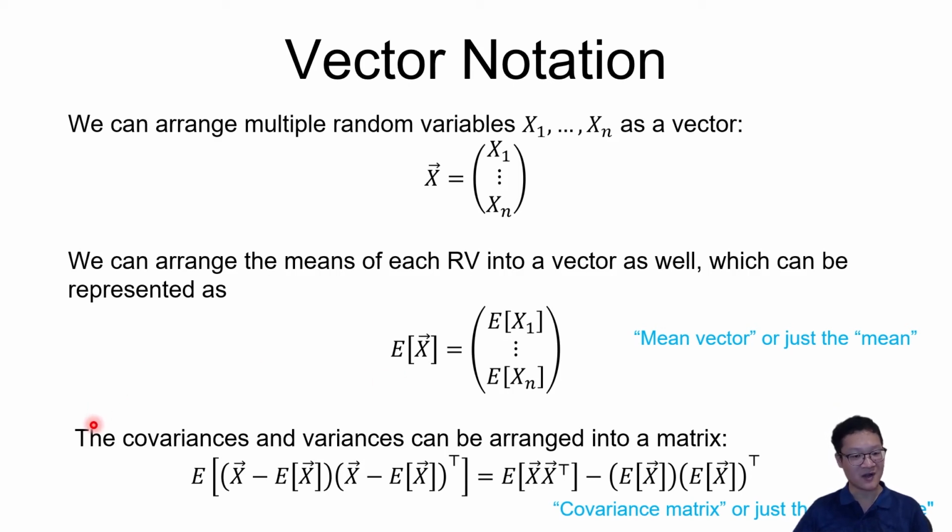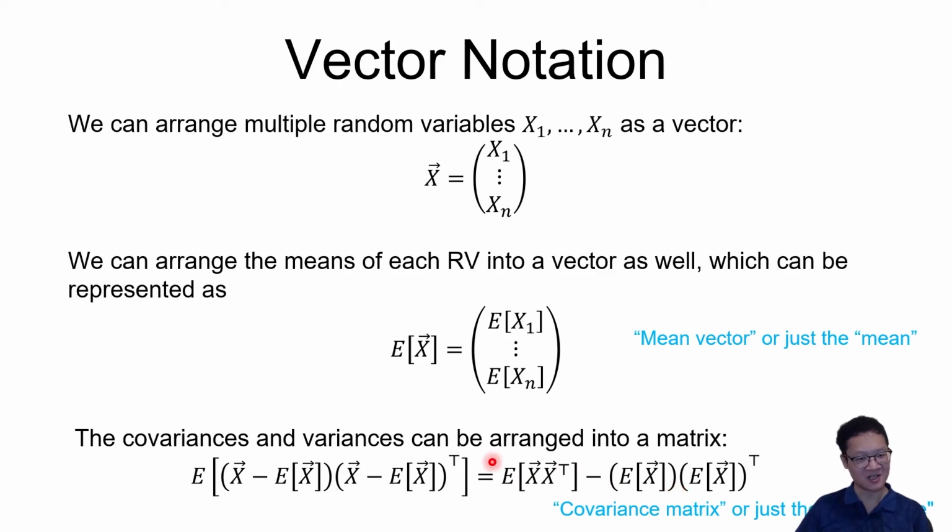So now the concepts of covariance and variance. Variance is basically how spread out each variable is from its own mean, and covariance is a pairwise concept, right? So we can arrange them into a matrix. This matrix is given by (x vector minus E[x]) times (x minus E[x]) transpose. You can do some simplifications and also get E[x x transpose] minus E[x] E[x] transpose.